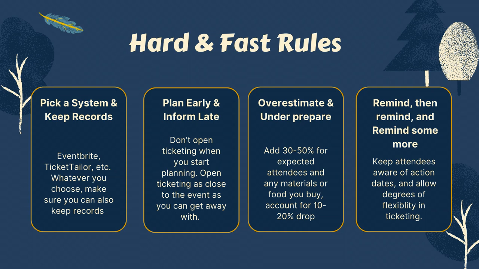Also, plan early and inform late. One of our biggest problems within the Drupal community in DC is that people sign up as soon as you post it, and those people don't show up. So what we typically do is we have a 6-week window if we're doing a half day, and we're going to target about 100 people for attendance. If we're doing it in the 6-week window, I'm not telling them about the event until 3 weeks out.